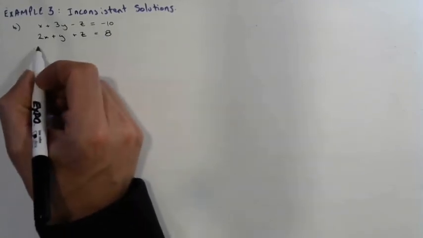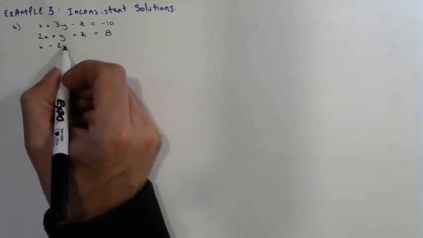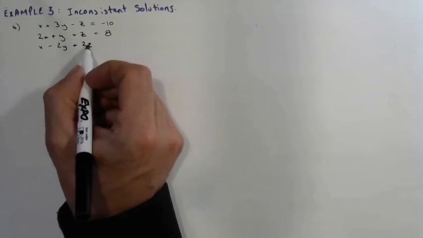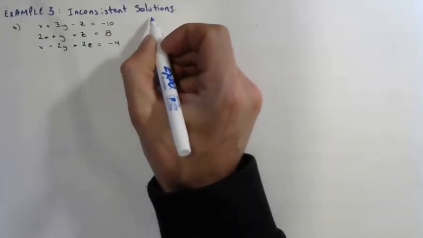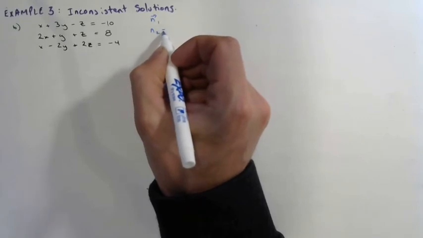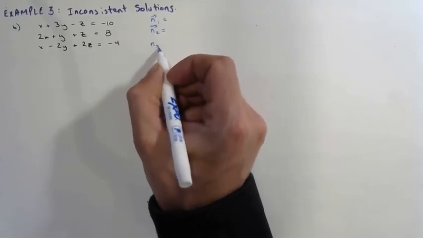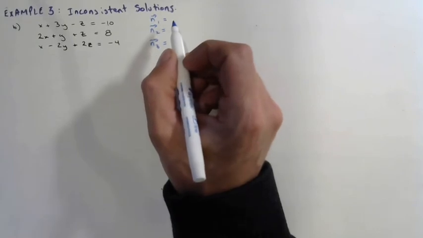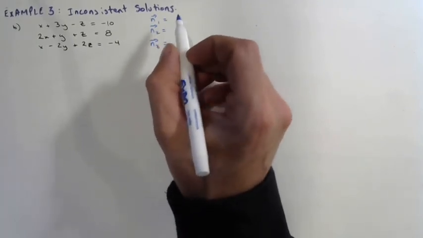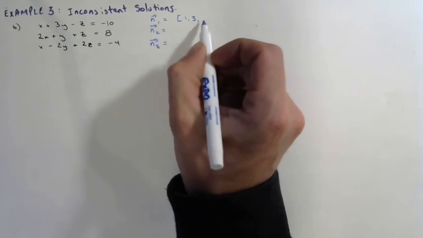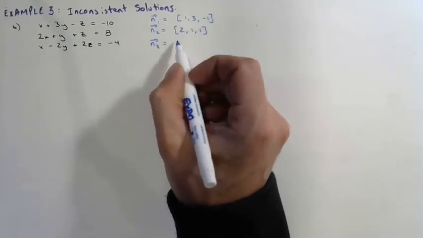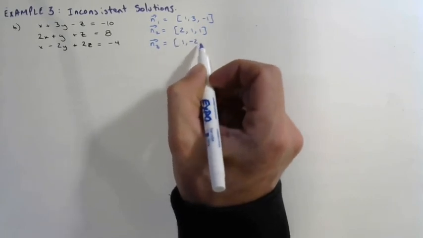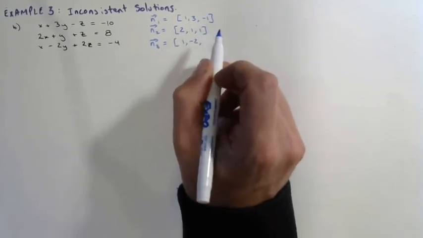2x plus y plus z equals 8, and x minus 2y plus 2z equals negative 4. Step 1. N1, N2, N3. The first normal vector is 1, 3, negative 1. N2 is 2, 1, 1. N3 is 1, negative 2, 2.